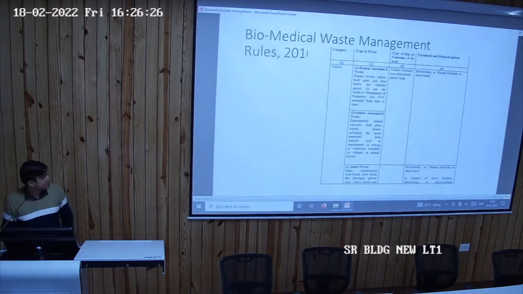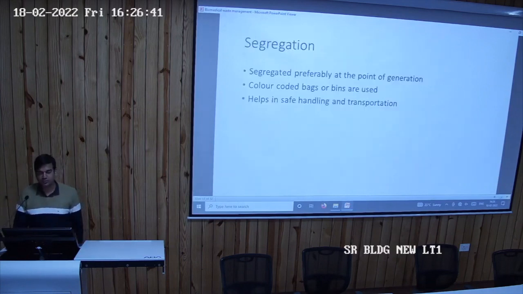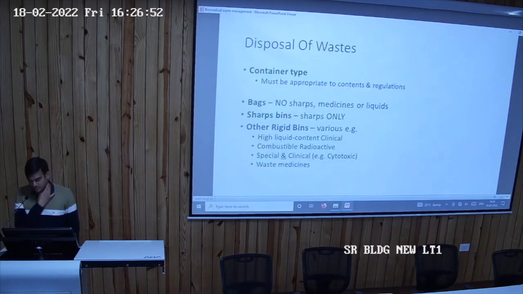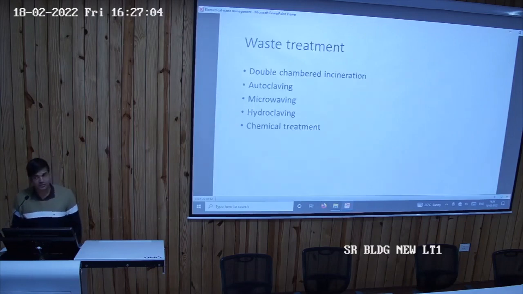So this is the latest biomedical waste management rule, which was given in 2016. Segregation, that is preferably at the point of generation. Color-coded bags or bins are used. It helps in safe handling and transportation. These are the color codes. Now the categories are colored nowadays. These are the different methods of how you are going to finally treat it.